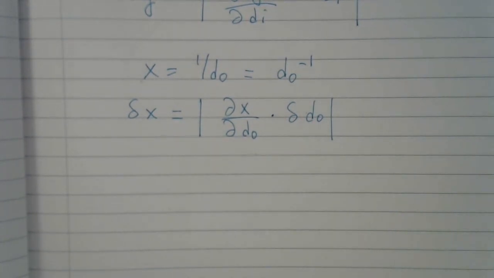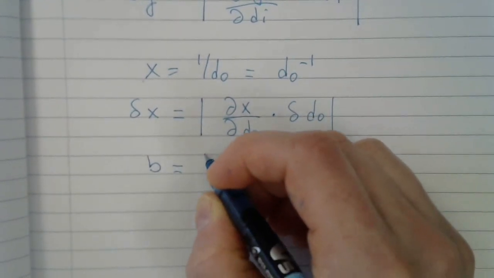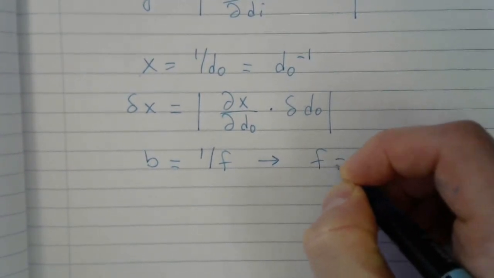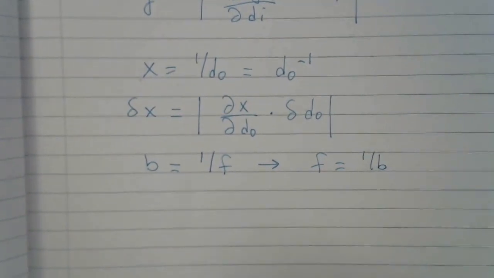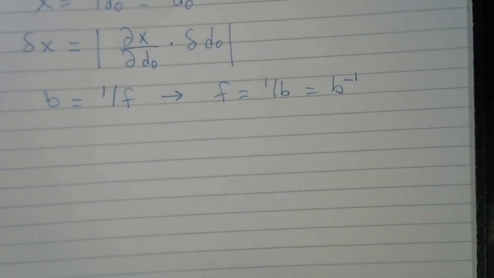And then finally, when you are trying to find the uncertainty of your measured focal length, recall that our predicted y-intercept says b is equal to 1 over f, which means that our f is going to be equal to 1 over b, which is also b to the -1. So again, you're going to follow a similar process to figure out the uncertainty of the experimental focal length for both the lens and the mirror.